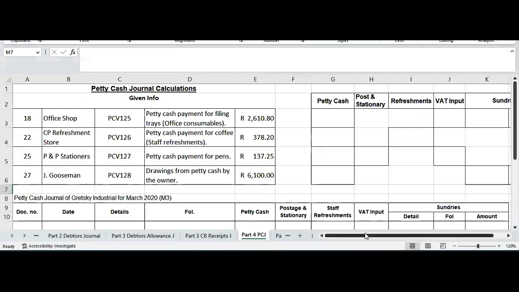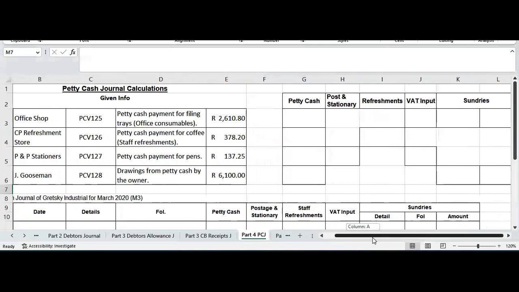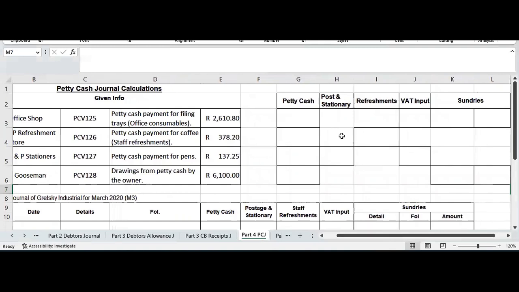So what I'm going to do here, like I've always done, is I'm just going to do the calculations here. In the case of the petty cash journal, you could skip this part of it and go directly to your journal, but I like to stick to the one format. So let's have a look here at what's happening. So here we have the 2,610 Rand that is leaving petty cash.